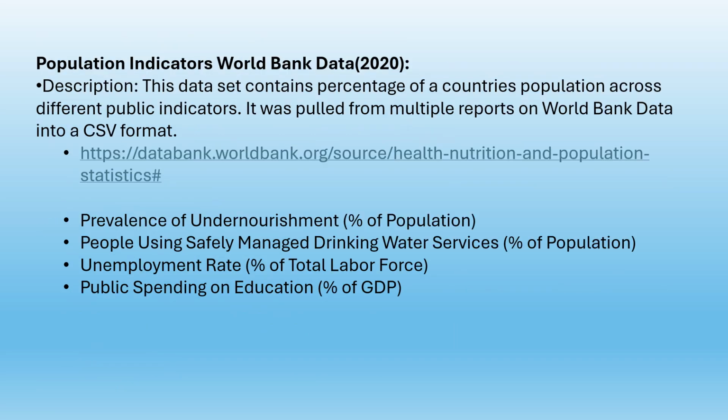The second set is population indicators from the World Bank data 2020. This dataset contains percentage of countries' populations across public indicators. It was pulled from multiple reports on World Bank data into a CSV format. And the popular variables that I'll use here are prevalence of undernourishment as a percentage of the population, people using safely managed drinking water service, unemployment rate, and public spending on education.